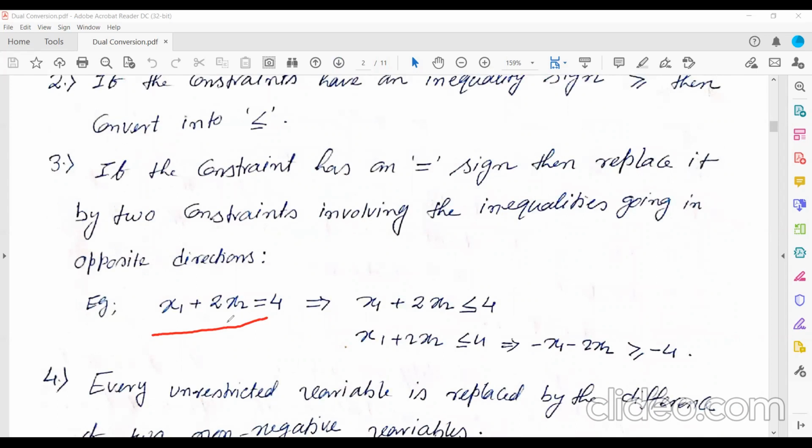So if you need to construct the standard primal first, I am constructing a standard primal here. Okay. So if in your constraint an equality sign is there and your problem is a minimization problem, then all the constraints should be greater than or equal to. But here what you are getting? An equality sign is there.